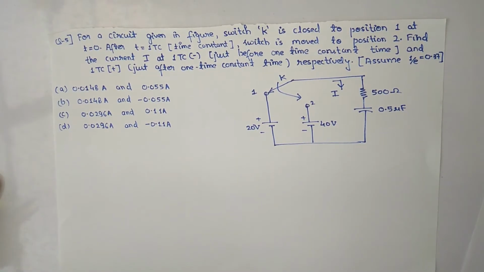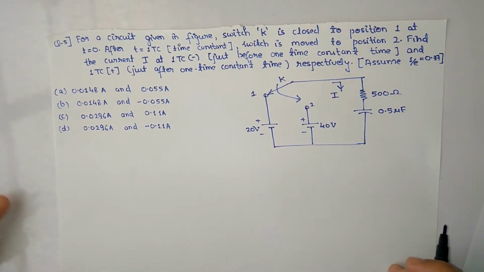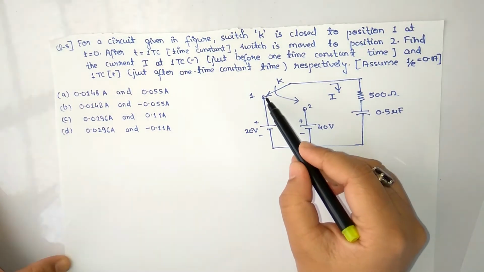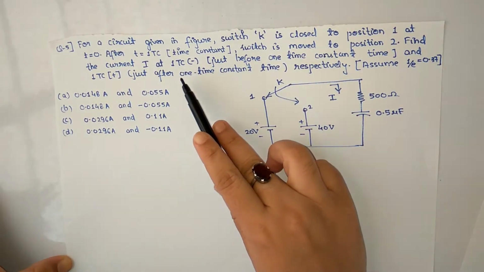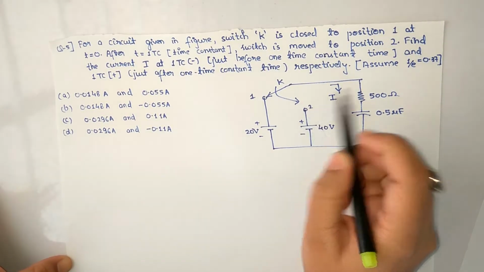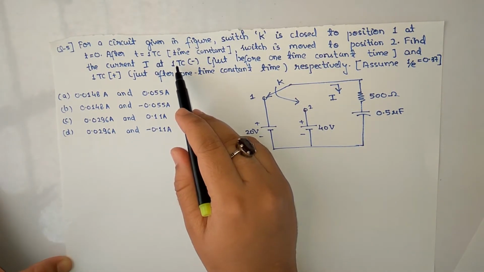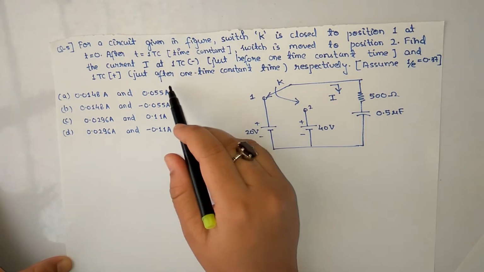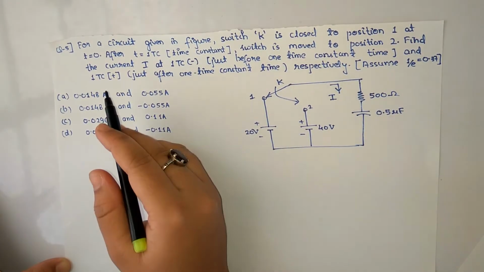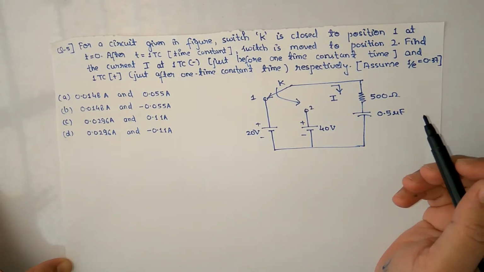In this video, I'm going to discuss one of the questions from ISRO 2018 EC. So let's start. For a circuit given in the figure, switch K is closed to position 1 at time t equal to 0, and after one time constant, this switch K is moved to position 2, and we need to find the current just before one time constant, that is at t equals Tc minus, and just after that one time constant respectively, and the value of e to the power minus 1 is given.